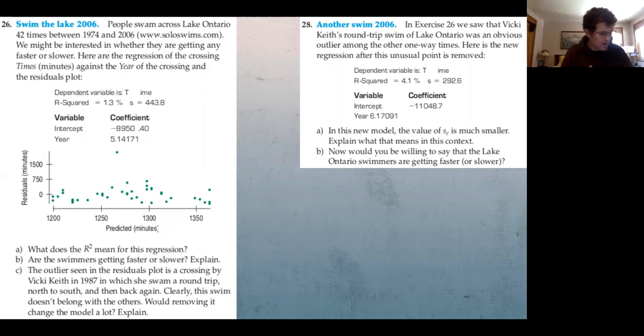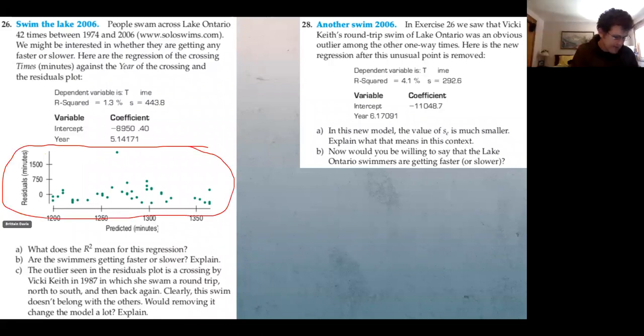All right. We might be interested in whether they are getting any faster or slower. Here is the regression of the crossing times in minutes against the year. And we're actually only looking at the residual plot as far as this goes. We're not seeing the original scatter plot. And remember from the printout, we know that the intercept, this is our A, and this is our B, or slope.